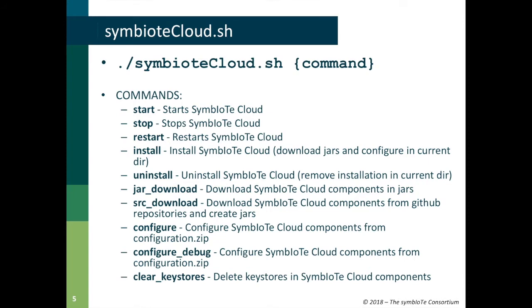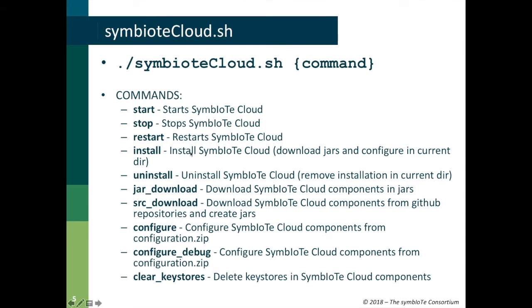You can start and stop components with the commands start and stop. You can restart them, which means stop components and start them again. You can also install. Everything is installed in the current working directory where you start the symbIoTe cloud script. It will download jar files from the Jetpack repository, and it will start configuration in the current directory. So everything will be set up. You can also uninstall, which means it removes everything that has been downloaded.